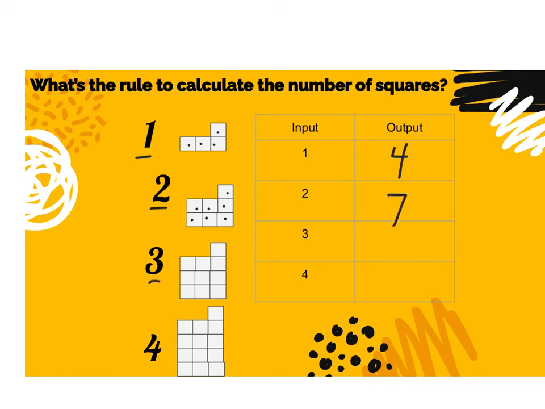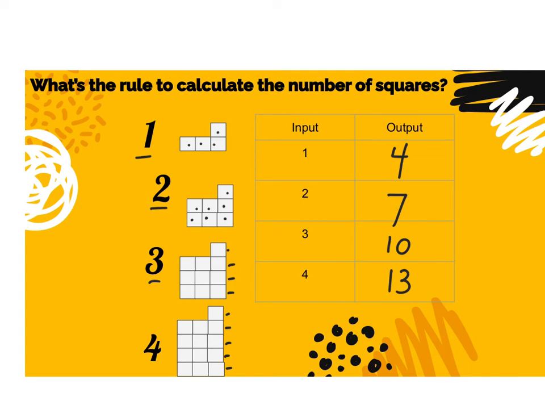Our output is, well, I know this is 3, 6, 9, 10. And then our last one is 3, 6, 9, 12, 13. Now that we have our input-output table filled out, we can start thinking about what the rule is to calculate the output or the number of squares.